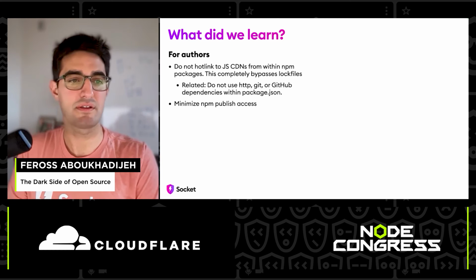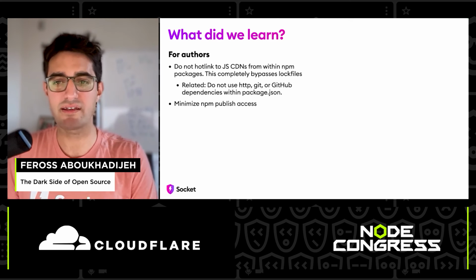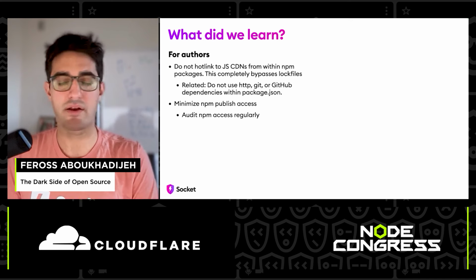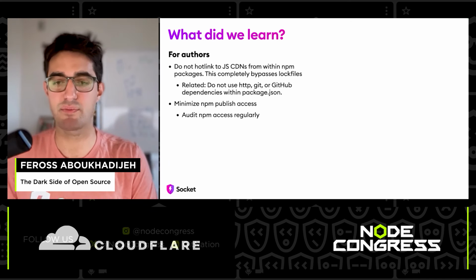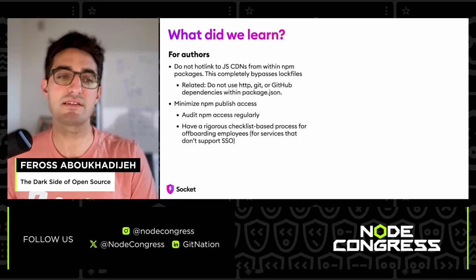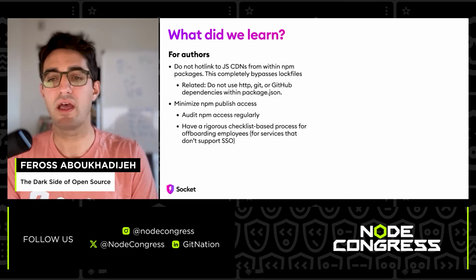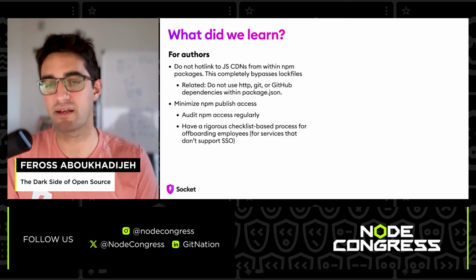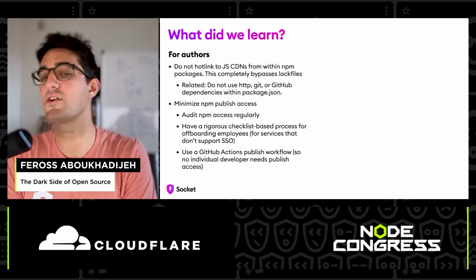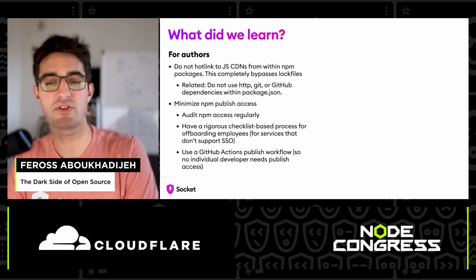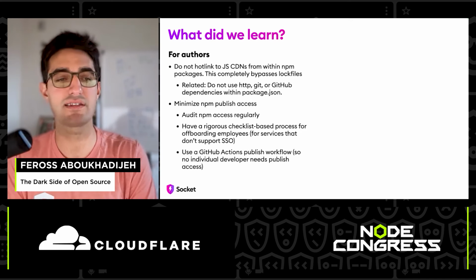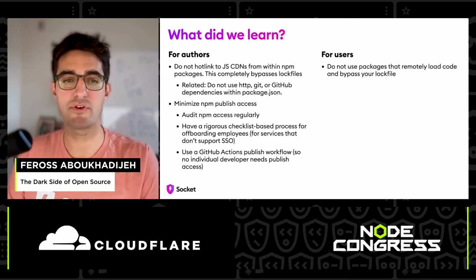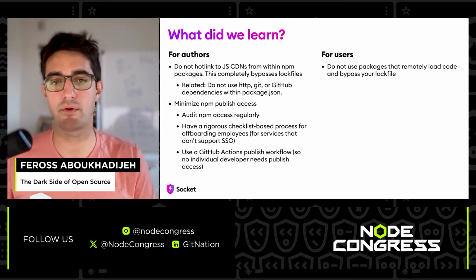The other thing was, obviously they didn't revoke the npm access of the employee here, which is a serious problem. So I would advise everyone to audit their npm access pretty regularly and have a checklist for when you're offboarding an employee, so that you can make sure to not forget a step like removing their npm access. And finally, I would consider using a GitHub action workflow so that you don't have to actually give developers access to npm.